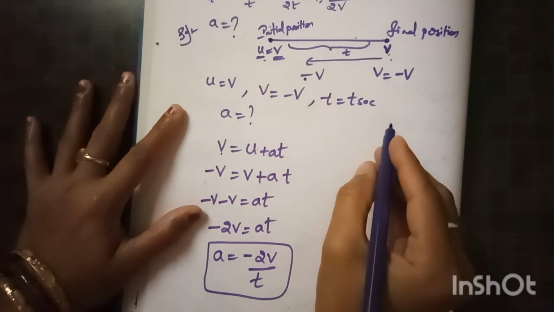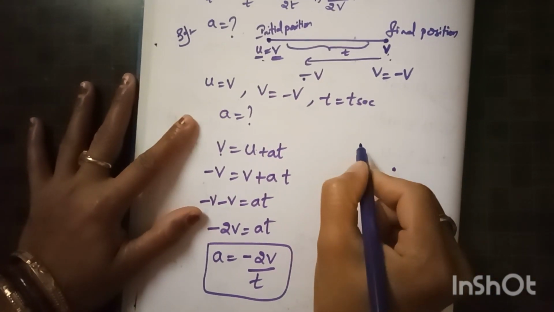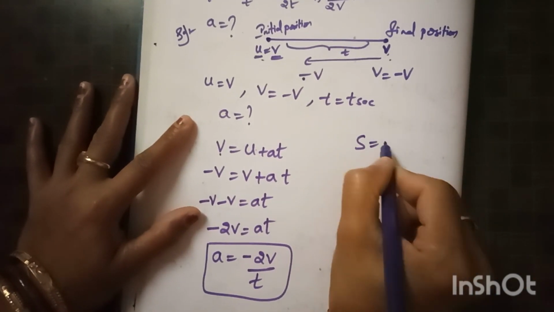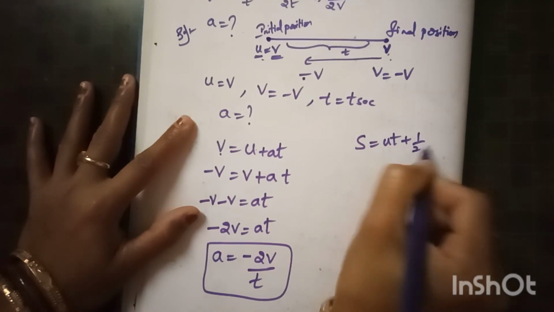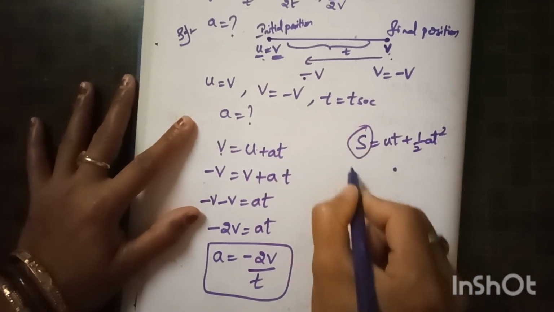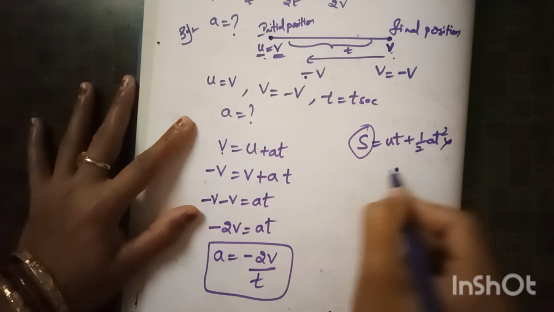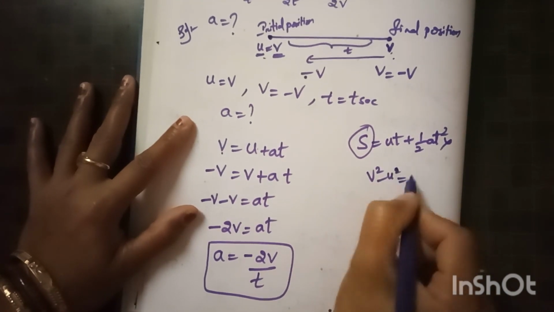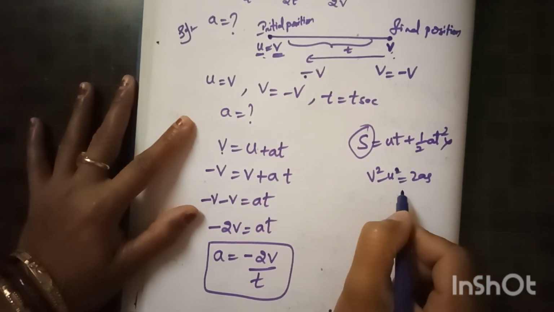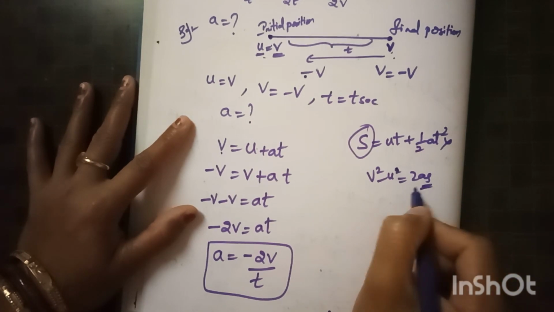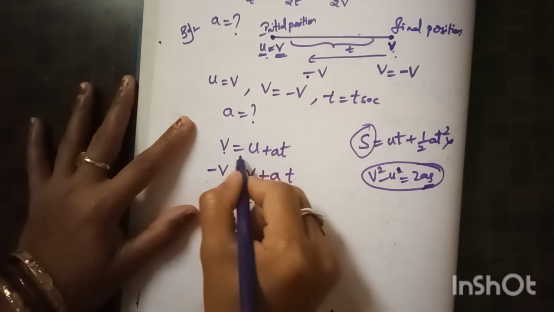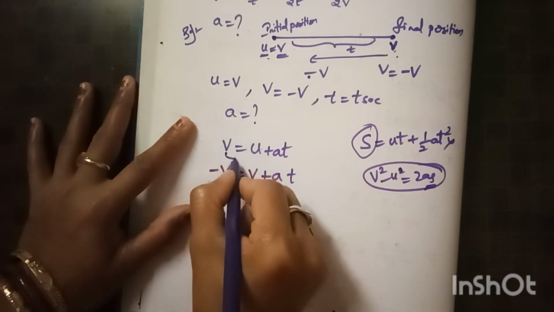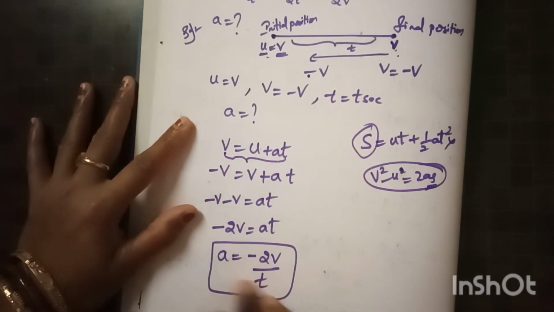Why did I not take the remaining two kinematic equations? We have s equals ut plus half at square. We don't know the value of s, so I did not take the second equation. Then v square minus u square equals 2as. In this equation we don't have time t, we have only s, so we can't take this. So I took the first kinematic equation to solve for the acceleration.